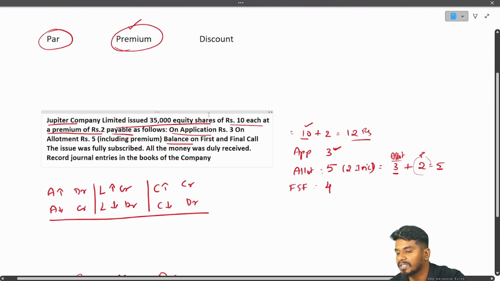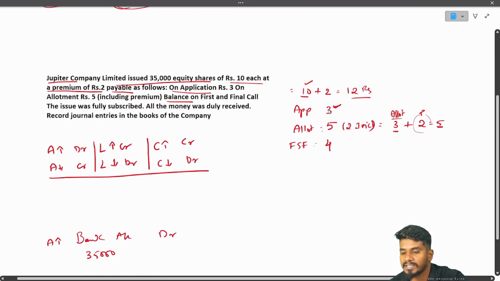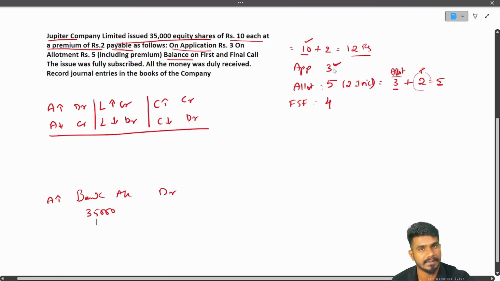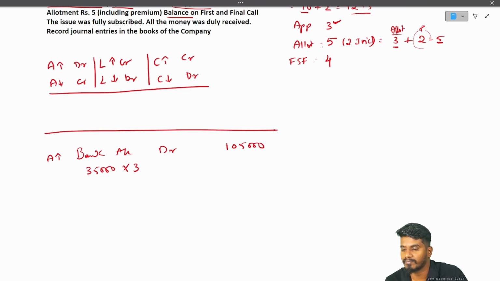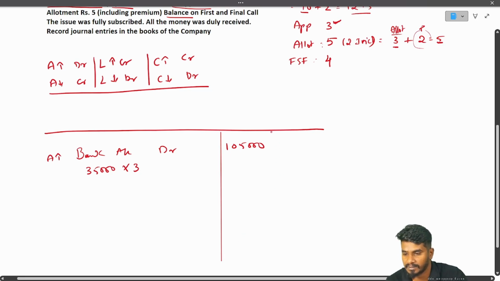On application, how much do we need to receive? On application, we need to receive 3 per share. So 35,000 into 3, that is 1 lakh 5,000 we need to receive. Shall I write the column? Yes, that is much better. Wait for a second. I'll draw the column. Then we'll move on.